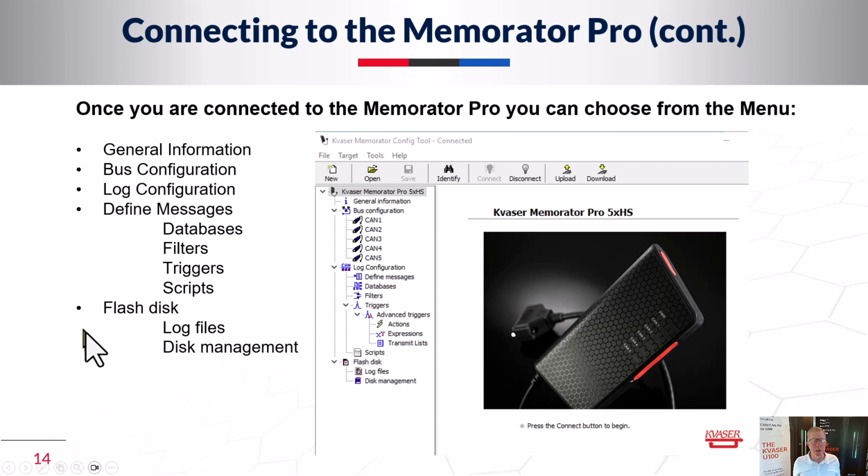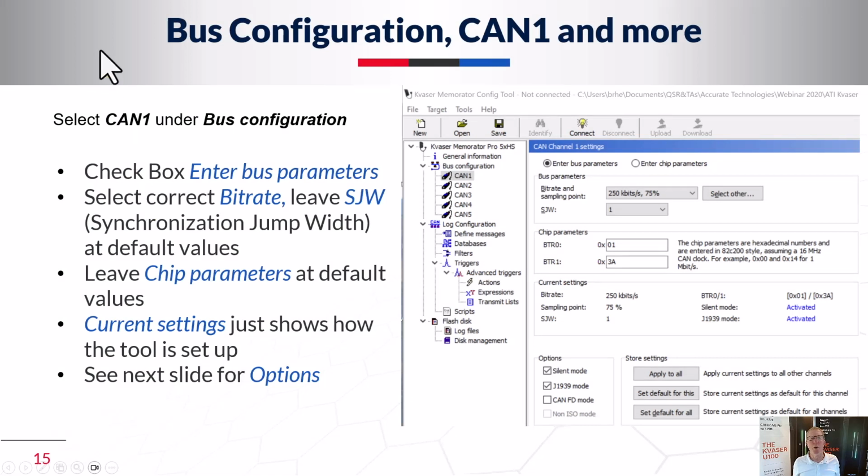And then you can look at your disk information, the logged files on that disk, and your disk management information down here. And I'll show you how to do that a little bit as well, or at least what it looks like. Okay, so bus configuration, CAN 1 and more.